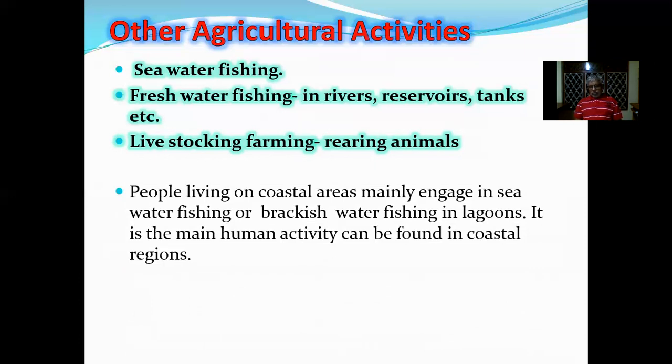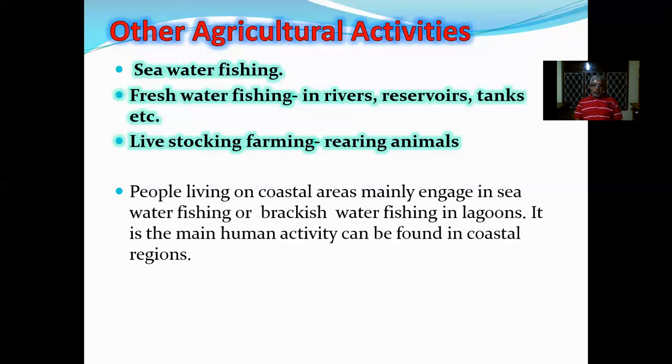One somewhat difficult word is coming. People living in coastal areas mainly engage in seawater fishing and brackish water fishing in lagoons. Then seawater, brackish water, two types of water. Brackish water we call kiul jalaya. It's a mixture of fresh water and salt water. In the sea, you know that salt water can be found. Different types of fish live there.